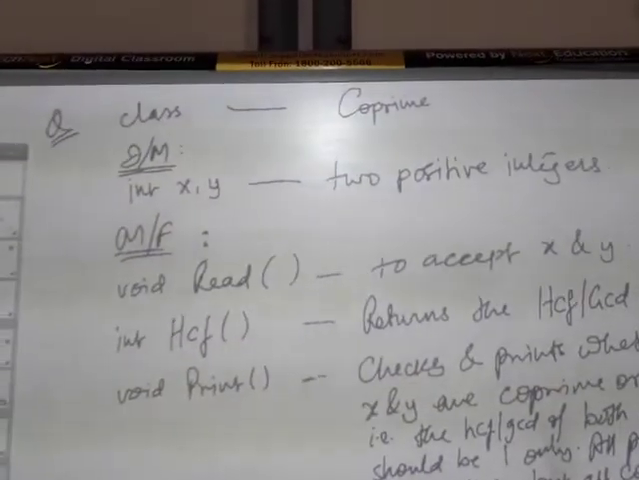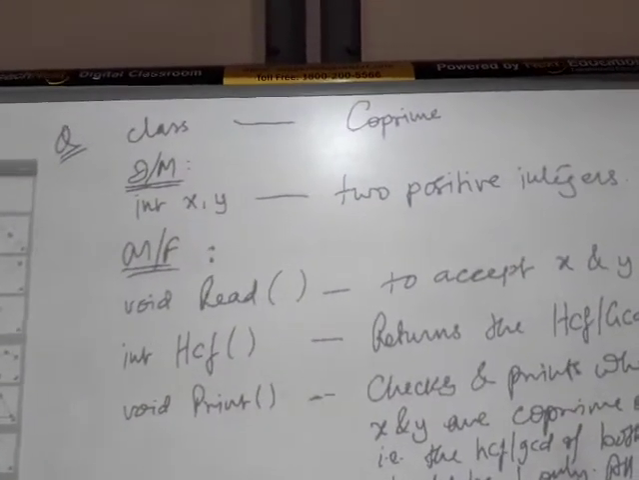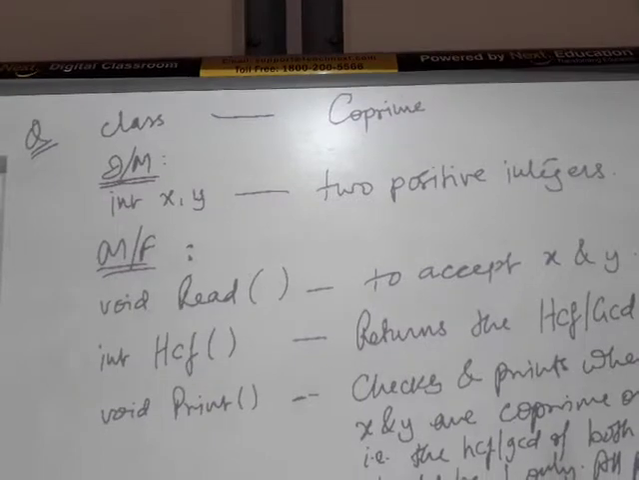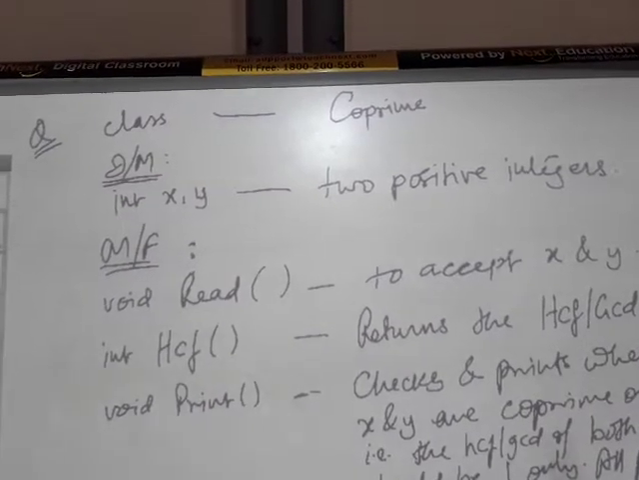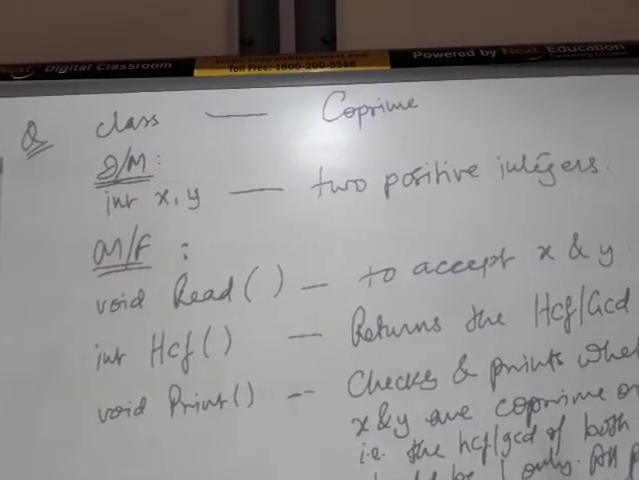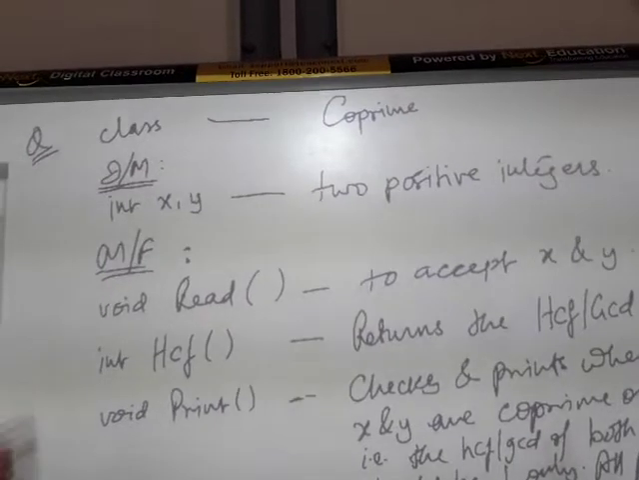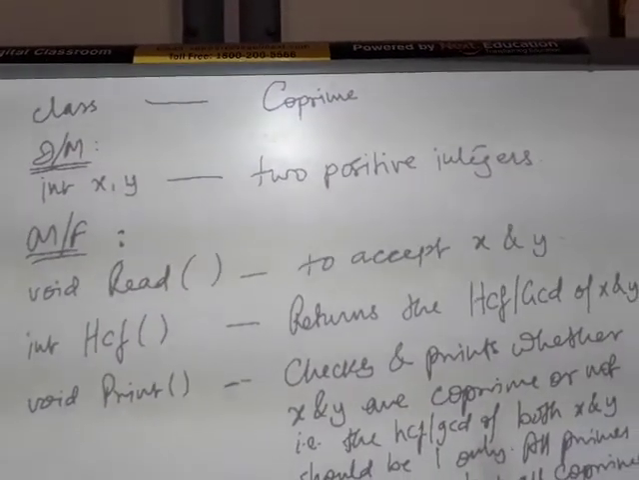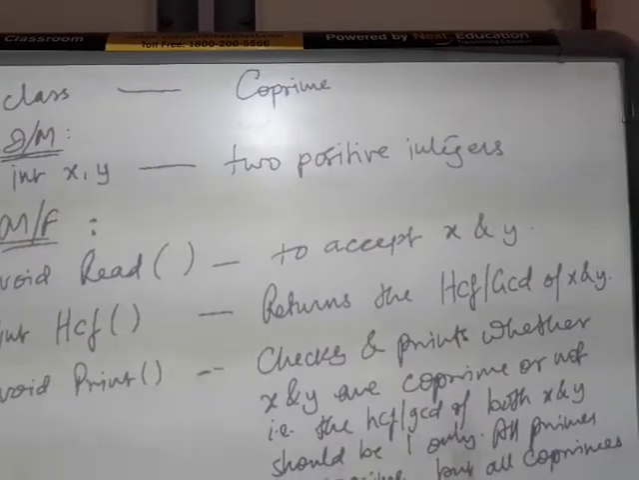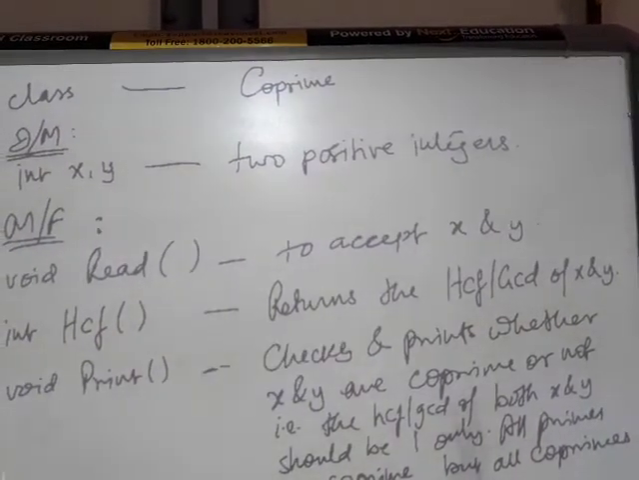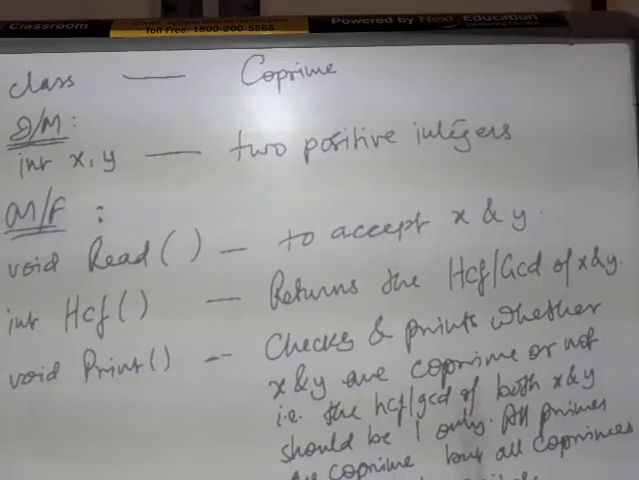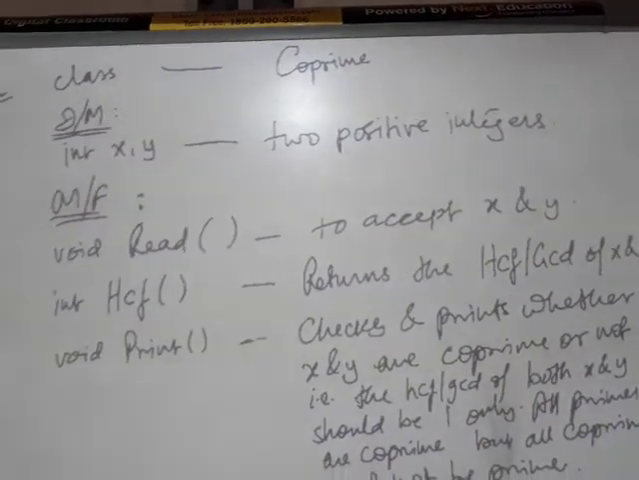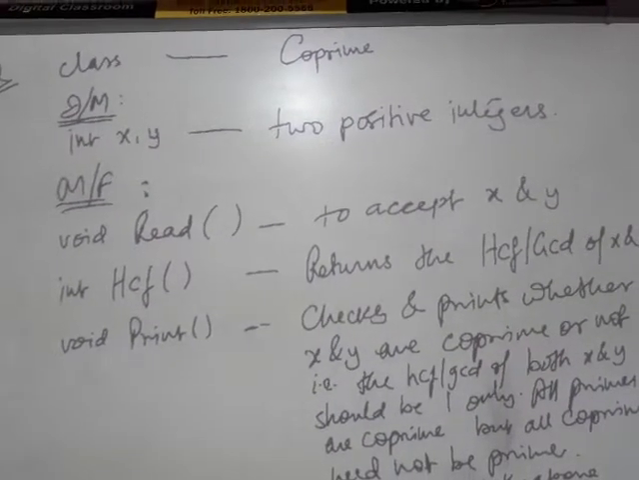There's another question here. Please look at the question. Class Coprime. You might have studied this in maths. Int x, y, two positive integers. I have kept 3 functions. Void read to accept x and y. Int SCF returns the SCF or the GCD of x and y. I have taught you 3 methods in standard 9. Please remember, go through those chapters, the loop chapter.